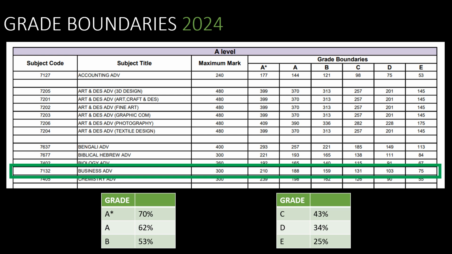But that was the grade boundaries. So that's the short presentation on the structure of the exam, and I wish you all the best with it. Good luck.